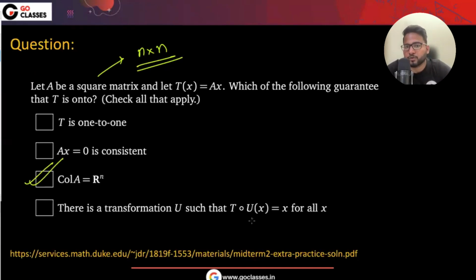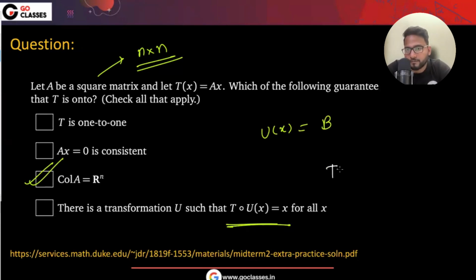There is a transformation U such that, yeah, this is interesting. So they are saying that there is a transformation U such that you take the transformation. I mean, you can say that there is something called inverse function. For every x, if you take that transformation, then you take T, then you will be getting x again. What does this mean? See here that if you are having, let's suppose Ux is actually, let's suppose b, right?